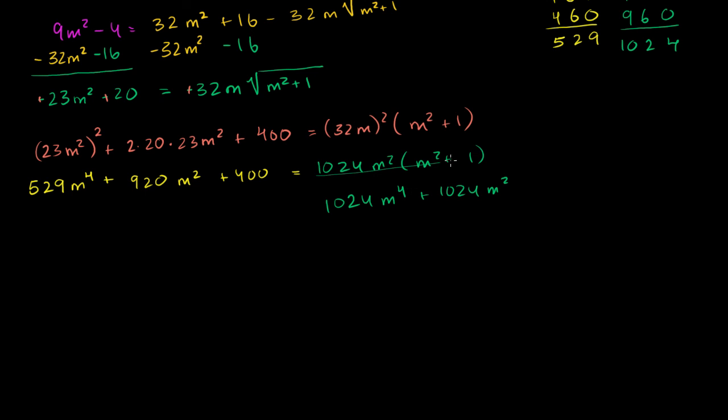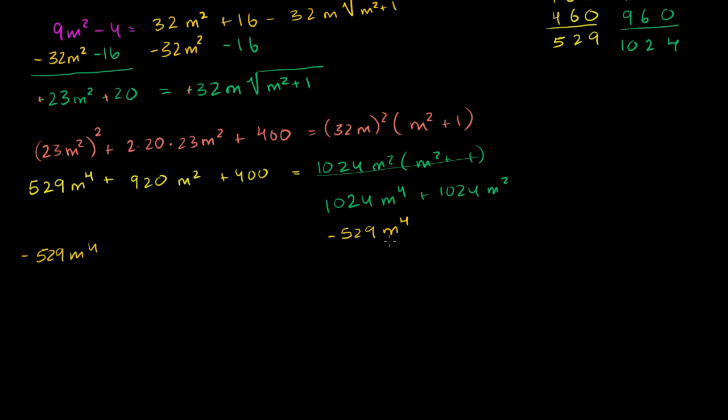So let's subtract 529 m to the fourth from both sides. So minus 529 m to the fourth. This is extremely tedious. Frankly, at this point in the problem, if you just want to do it for speed, you're better off just trying out the choices they gave you and figuring out which m's satisfy that. That'd probably be faster. But let's just solve it properly.